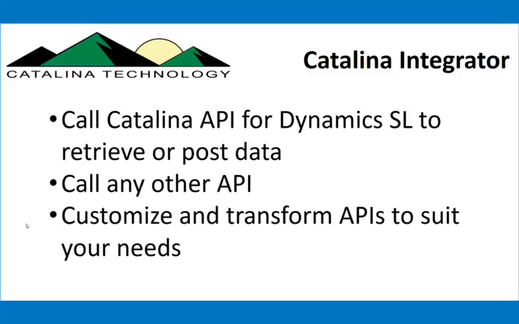So when we say retrieve data from Dynamics SL through the Catalina API, that's going to come back in a certain format. But if you use the Catalina Integrator, you can then transform that into a format that, say, Salesforce.com can understand, or that your client, your mobile app can understand, or whatever. So we can transform data before it ever makes it out of a server and goes out to your client or gets posted back to some other API.